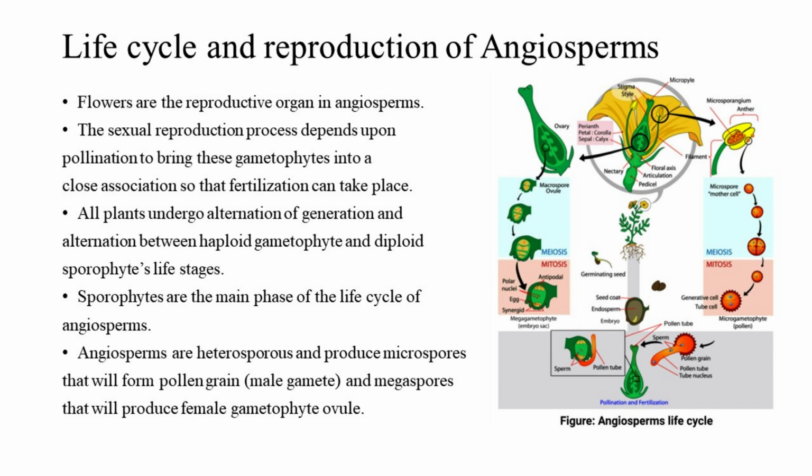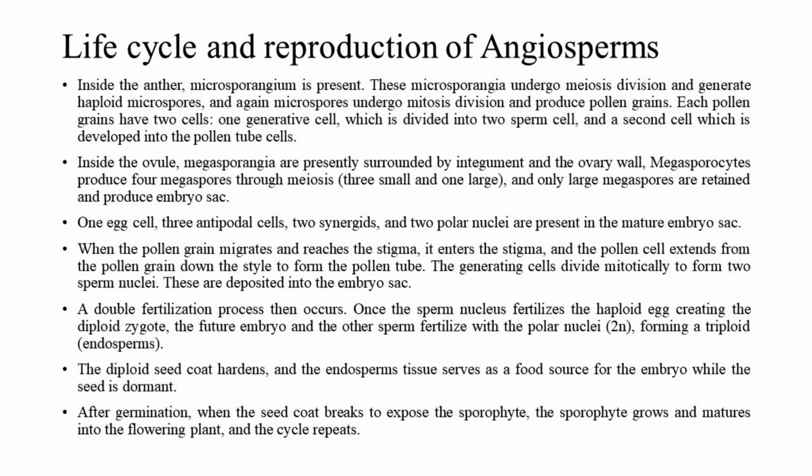Angiosperms are heterosporous and produce microspores that will form pollen grains, the male gametophyte, and megaspores that will produce the female gametophyte, the ovule. Inside the anther, microsporangium is present. These microsporangia undergo meiosis and generate haploid microspores, and again microspores undergo mitosis and produce pollen grains. Each pollen grain has two cells, one generative cell, which divides into two sperm cells, and a second cell, which develops into the pollen tube cell.